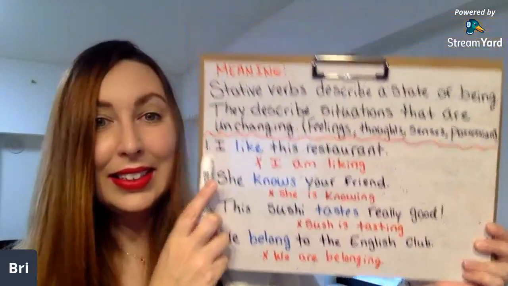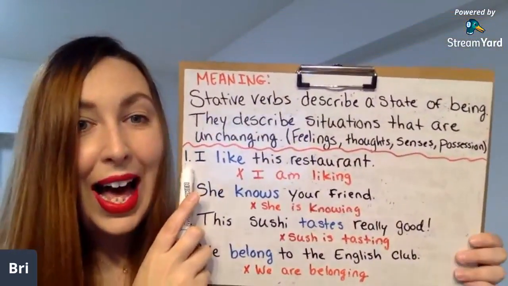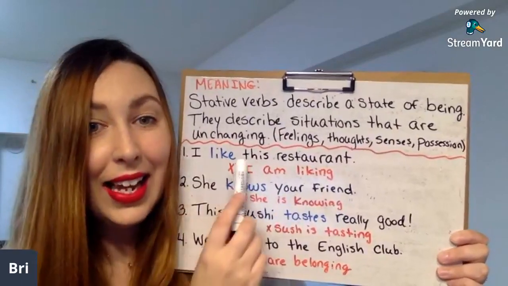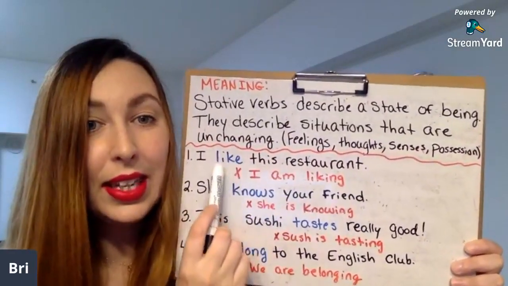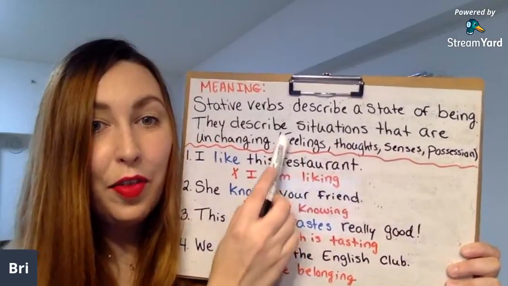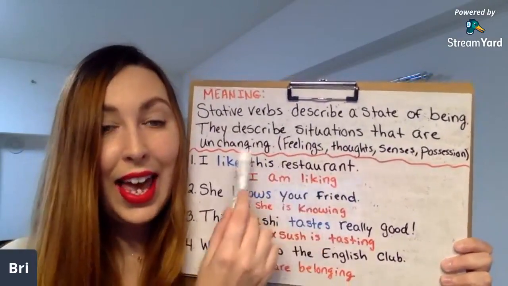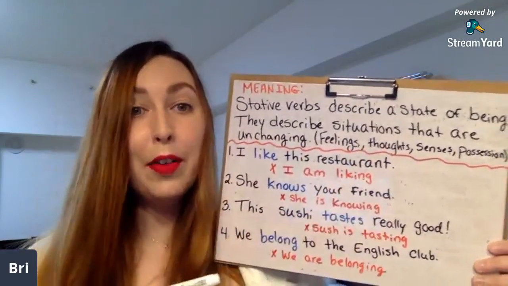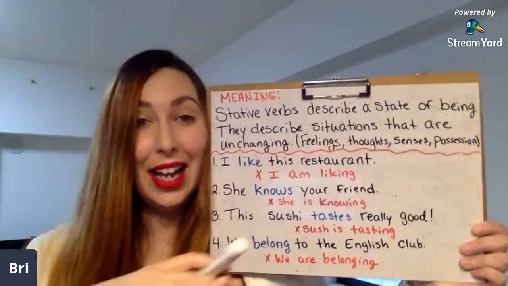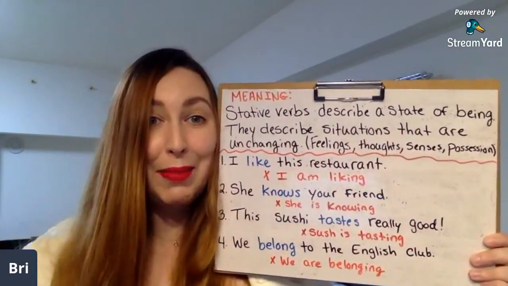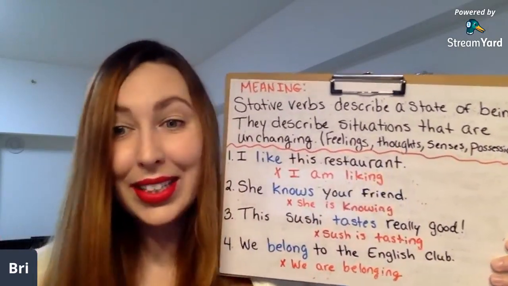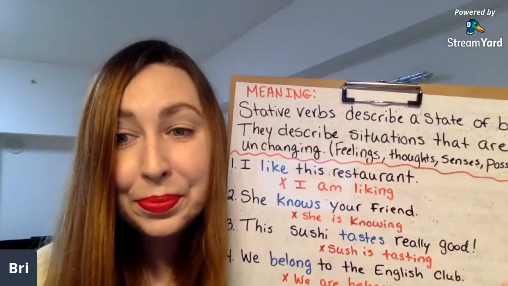Number one, I like this restaurant. Here, like is a feeling. And I like this restaurant. So my feeling for the restaurant is unchanging through the whole time that I like it, right? I like this restaurant.